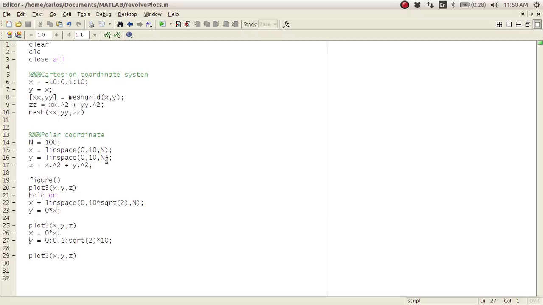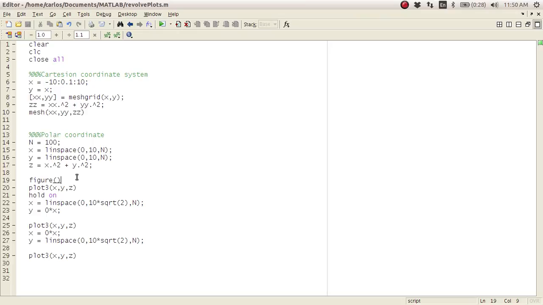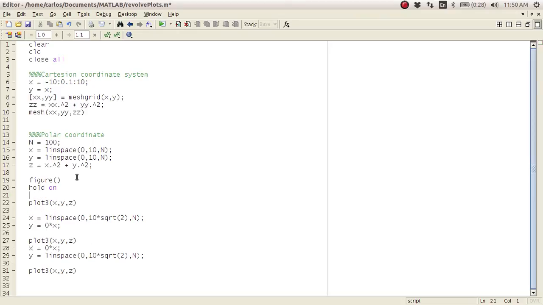That's fine there, that's fine there. And then again, linspace(0, 10 times the square root of 2, n), like that. And so there we go. So then there's my three lines. And if you notice, I only compute z once. And here's my figure. I can move this up here like this.